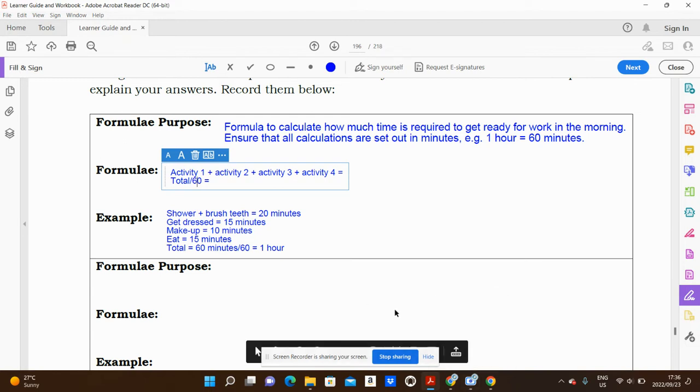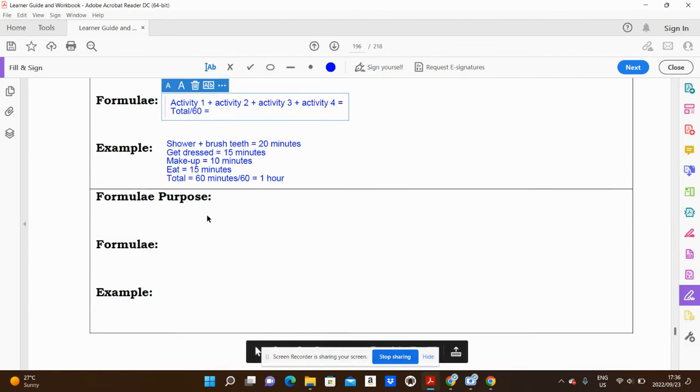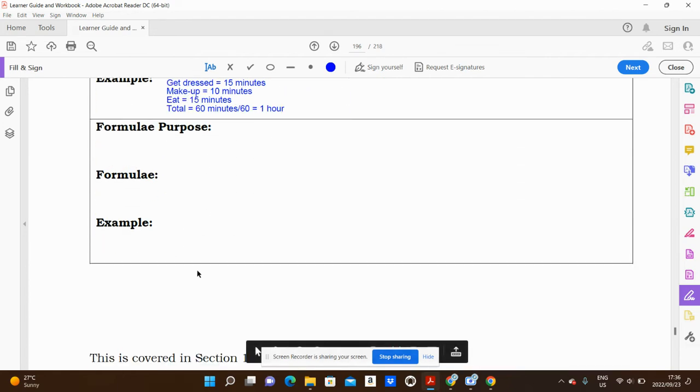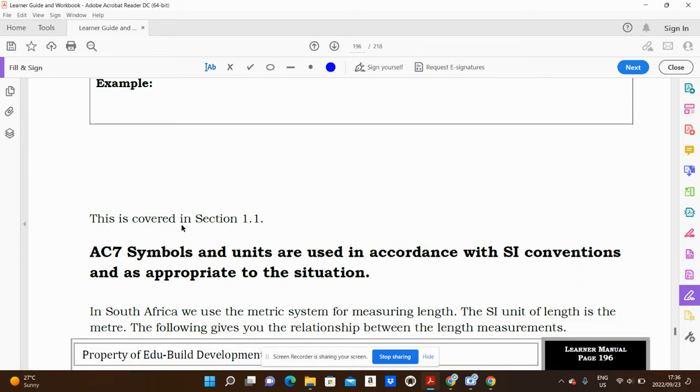Activity 1 plus activity 2 plus activity 3 plus activity 4 equals your total, and then you divide your total by 60 so that we can get to hours. So an example is shower activity 1 plus brush teeth equals 20 minutes, plus get dressed, plus do makeup, plus eat, and it's a total of 60 minutes divided by 60 equals 1 hour. So you're going to write your own purpose and your own formula and your own example.